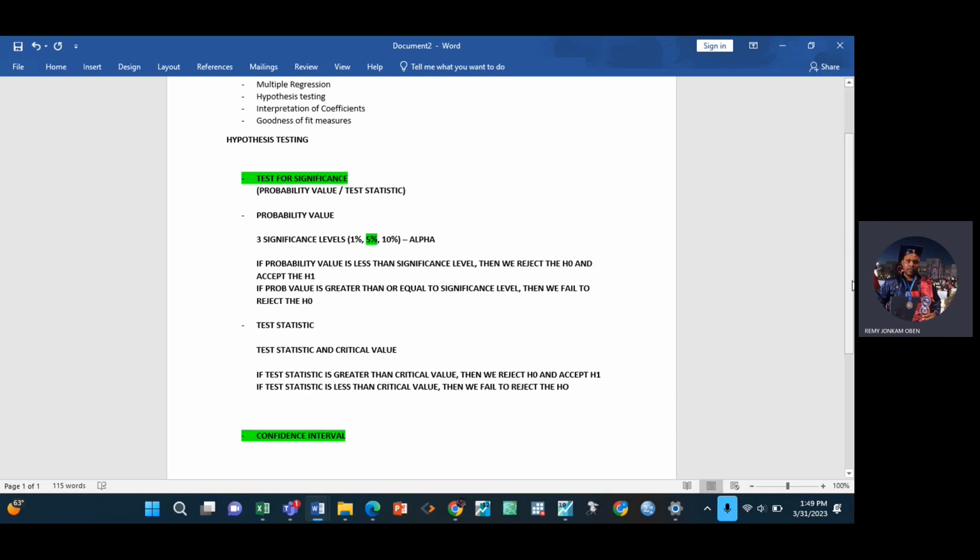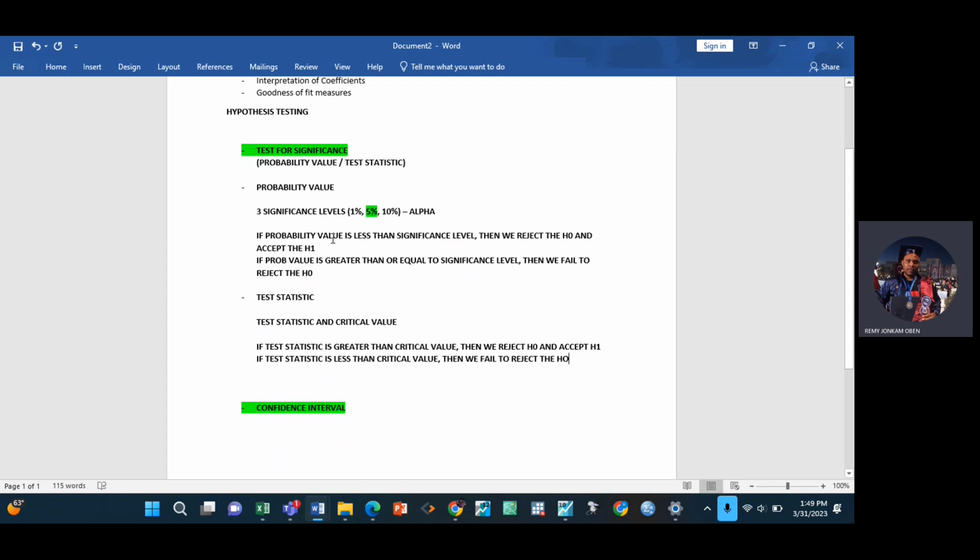So look, people get confused with these things at times. It's very easy, you don't even need to cram. If you are using probability value, then if you want to reject the null, it should be less than. If you're using test statistic, if you want to reject the null, it should be greater than. So you see, before we reject the null for probability value, it has to be less than significance level. But for us to reject the null with test statistic, it has to be greater than critical value.